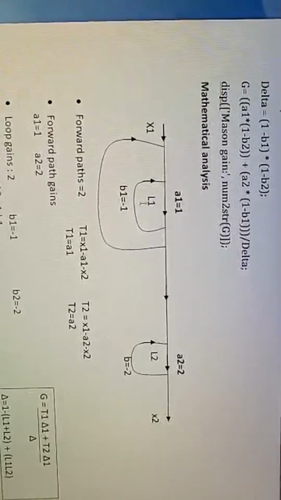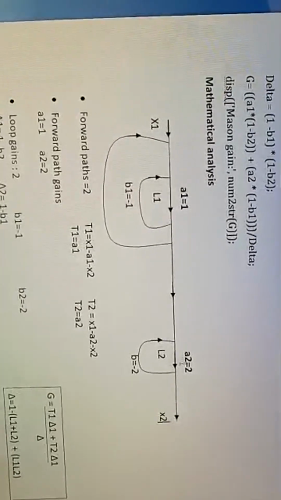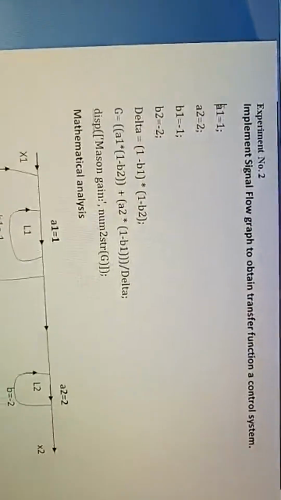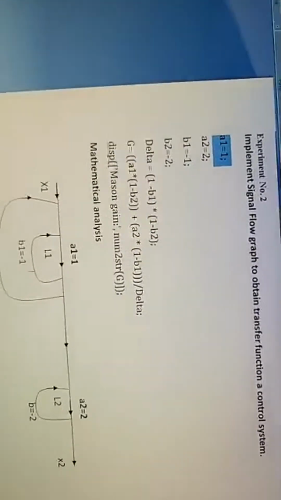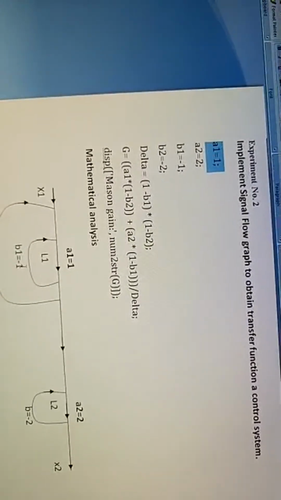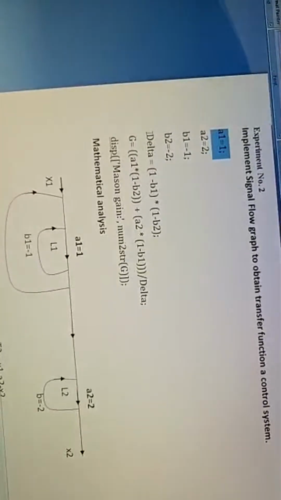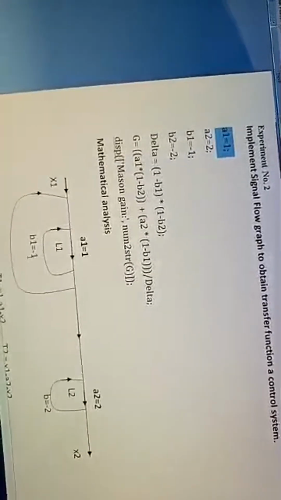So for loop 1 we'll have a1 as 1 and b1 as minus 1. For loop 2, a2 as 2 and b2 as minus 2, right? So, simple MATLAB code. Here a1 is defining the first one and a2 is this one, 2. b1 is minus 1, that is the feedback path of loop 1, b2 is minus 2, that is the feedback path of loop 2. Then we'll write the delta function 1 minus b1, and delta function 1 minus b2. You will understand these two lines in the next part.